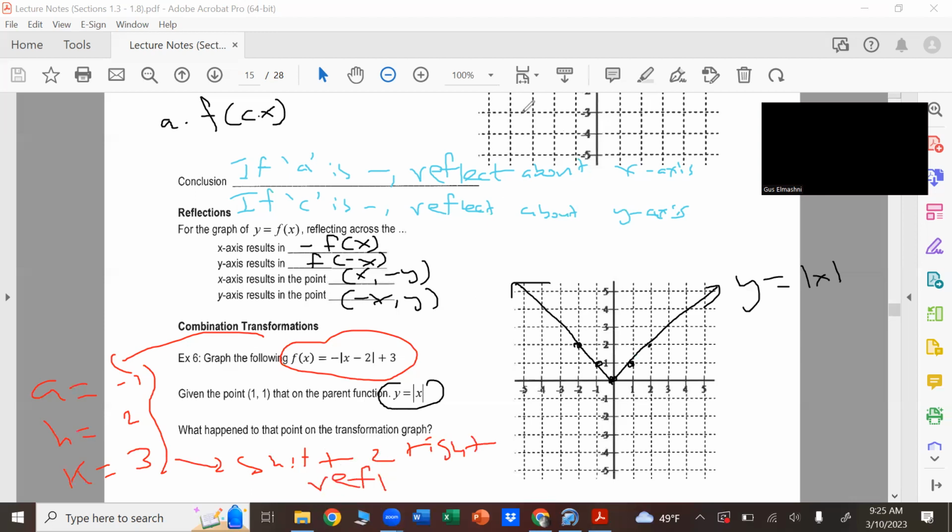Reflect. Let me just do a text box. That'll be easier. And I'm going to do this in the proper order too. Shift. Wow, that was a Freudian slip there. Shift to right. Reflect about x-axis. And shift 3 up.